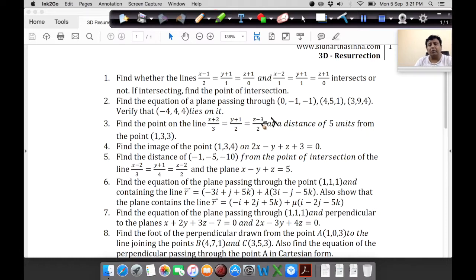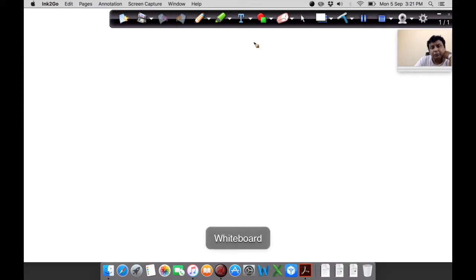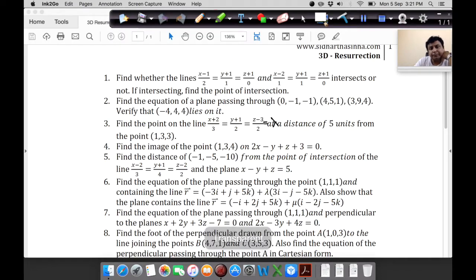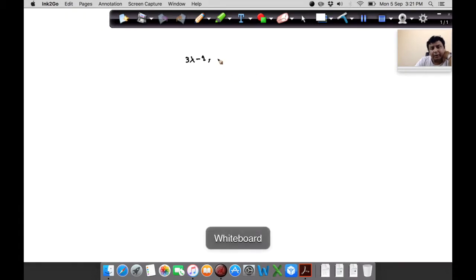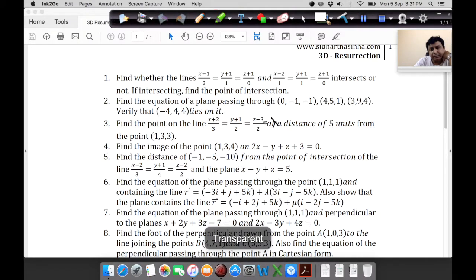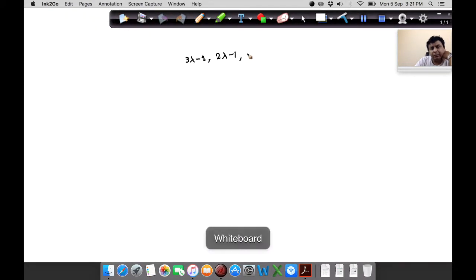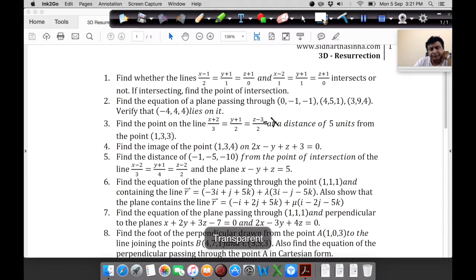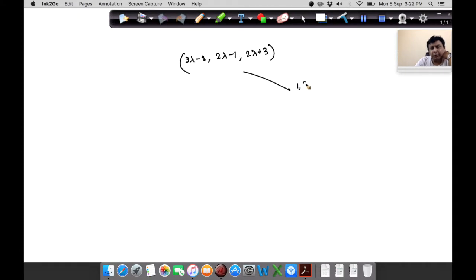Now, we got the value of x coming out to be 3 lambda minus 2. 3 lambda minus 2 is your x. 2 lambda minus 1 is your y, and 2 lambda plus 3 is your z. This point's distance from another point (1, 3, 3) is given as 5 units.